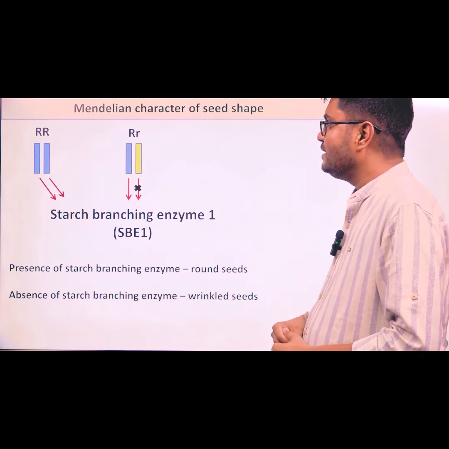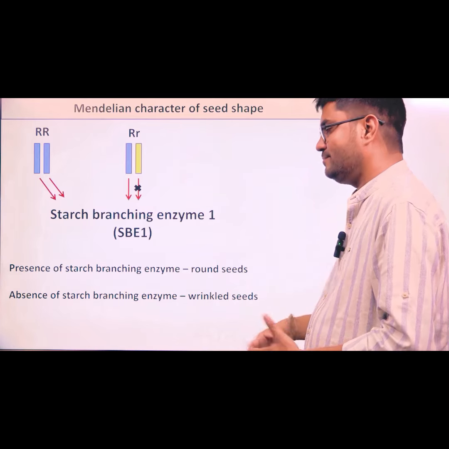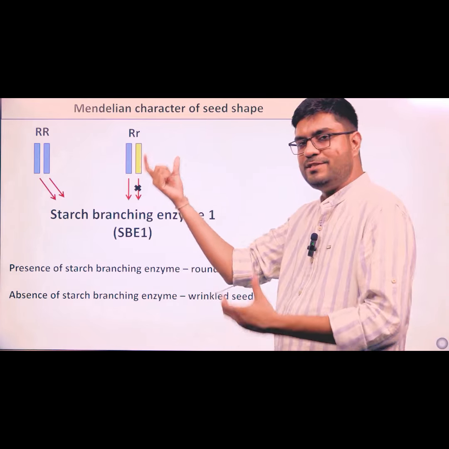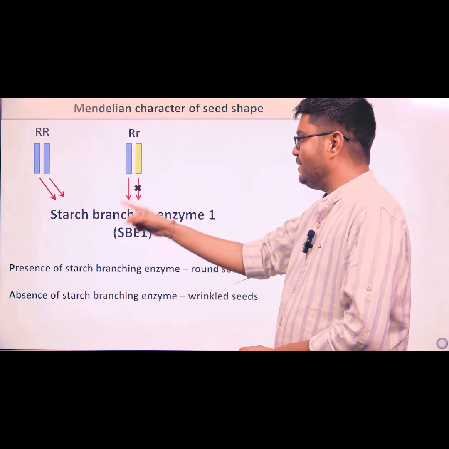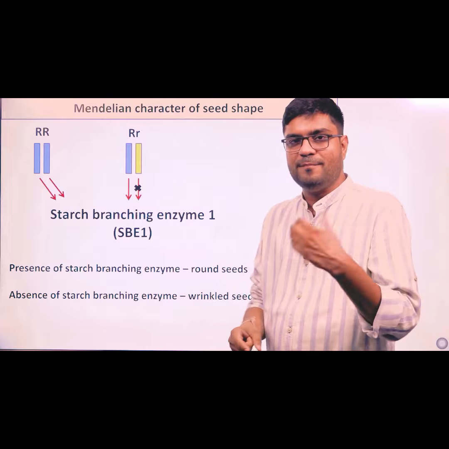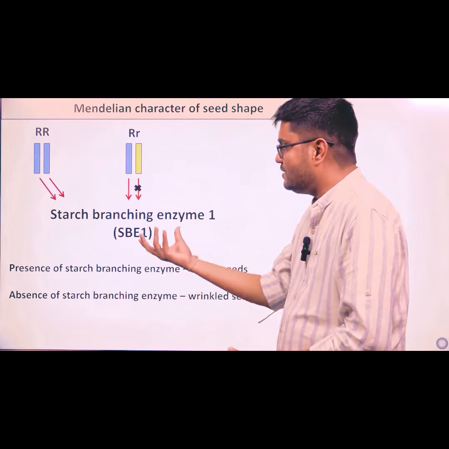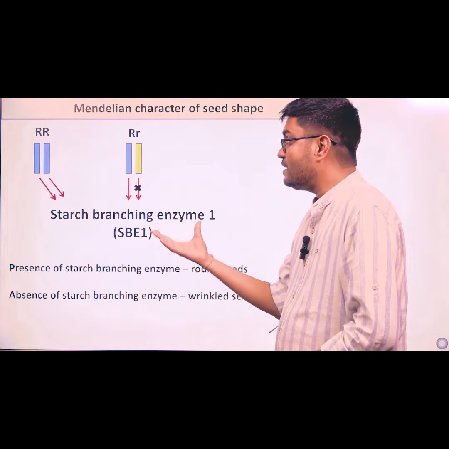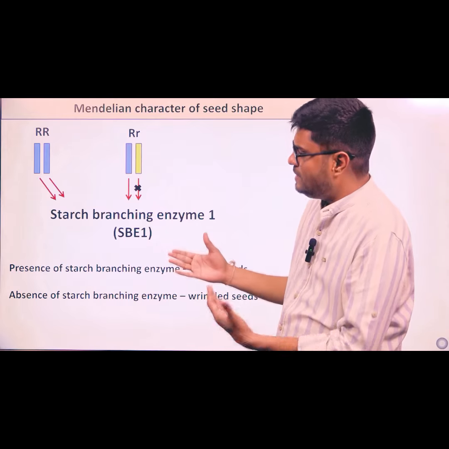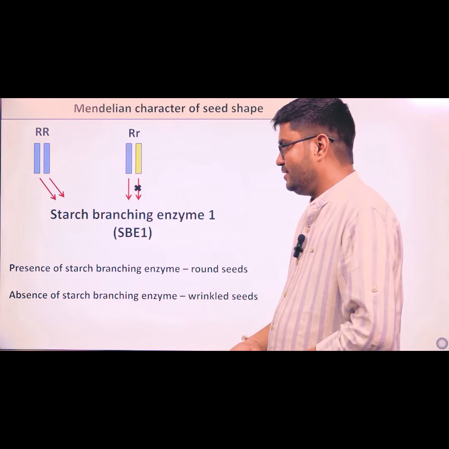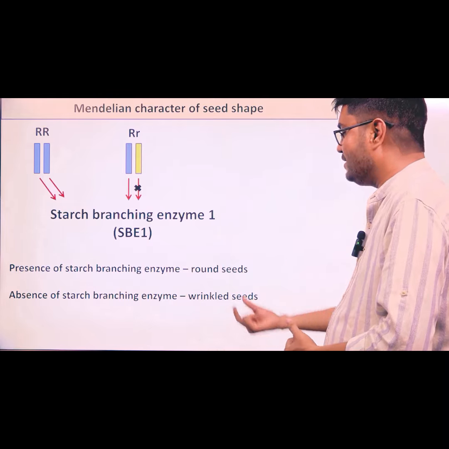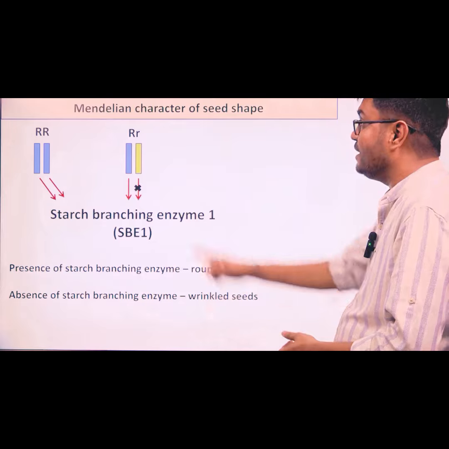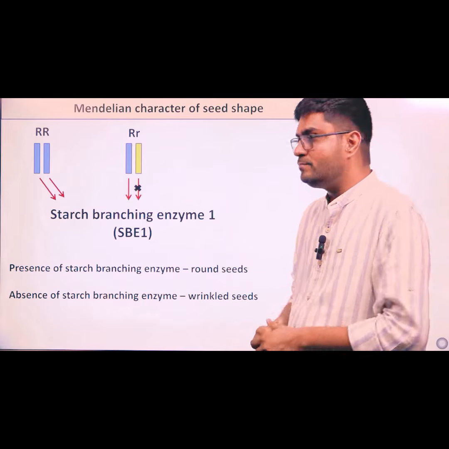Second, capital R, small r: two copies of the same gene, two alleles of the same gene. One is able to make the enzyme, the second one is not making the enzyme. But still, starch branching enzyme is present, it is coming from one copy, and that enzyme is enough to make enough branched starch, so the plant will still have what? Round seeds, even if only one copy is working.